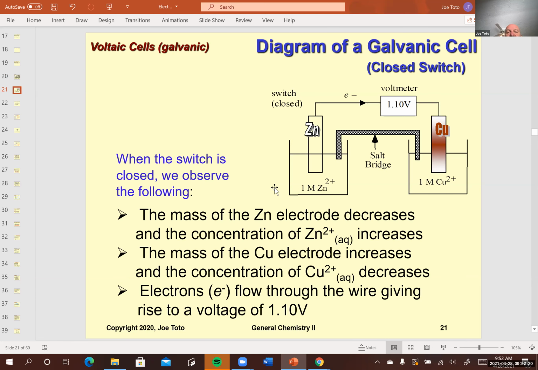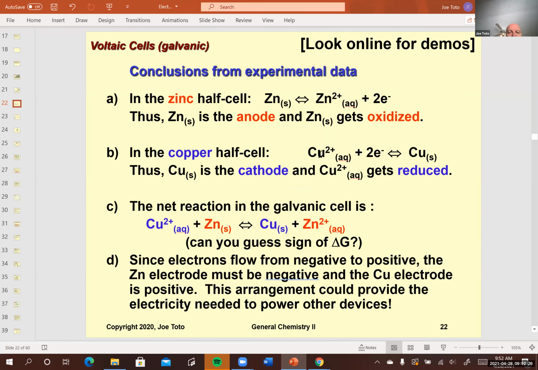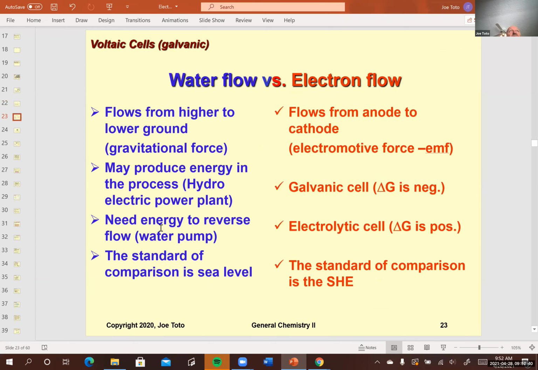Anyway, this next plate goes into stuff that we already talked about, so I'll skip over that. This details some of the findings that we made, including guessing the sign of delta G. And so we went all over that. You can look at this. This plate here says it should make sense if you look at it from the perspective that water naturally flows from higher ground to lower ground. You can think of electrons flowing from higher potential to lower potential. And so we have all of these analogies.